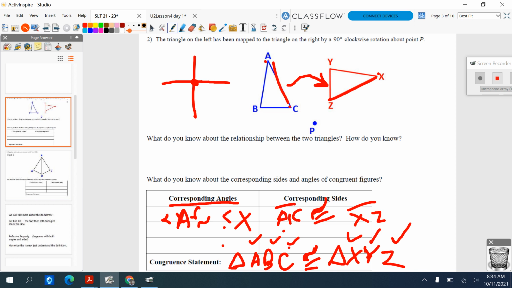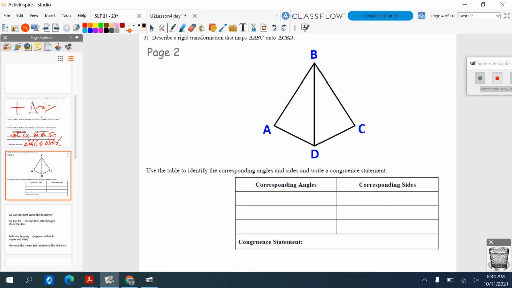So go ahead right now, and this should be on the very next page, or honestly, you can just look at it and do this on a piece of paper. Go ahead and pause. There's a little bit of a trick to this one, slightly harder. But go ahead and write down all the corresponding angles and corresponding sides. Pause the video and then play it when everybody's done.